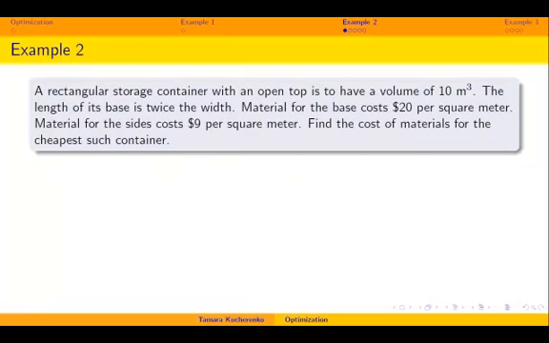Let's move on to our second example. A rectangular storage container with an open top is to have a volume of 10 cubic meters. The length of its base is twice the width. Material for the base costs $20 per square meter. Material for the sides costs $9 per square meter. Find the cost of materials for the cheapest such container.